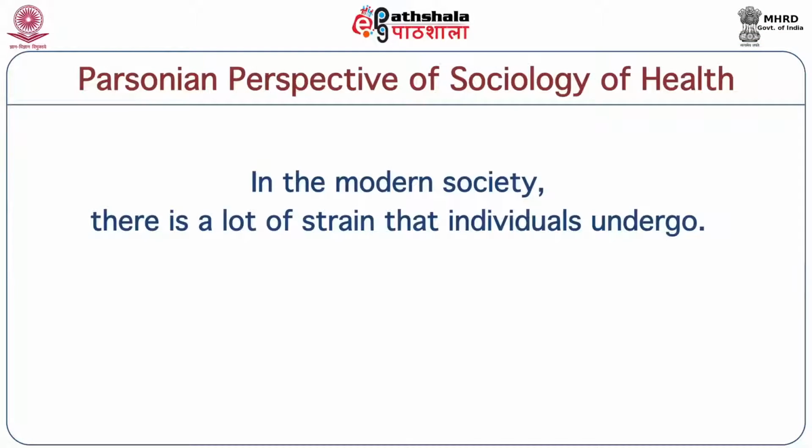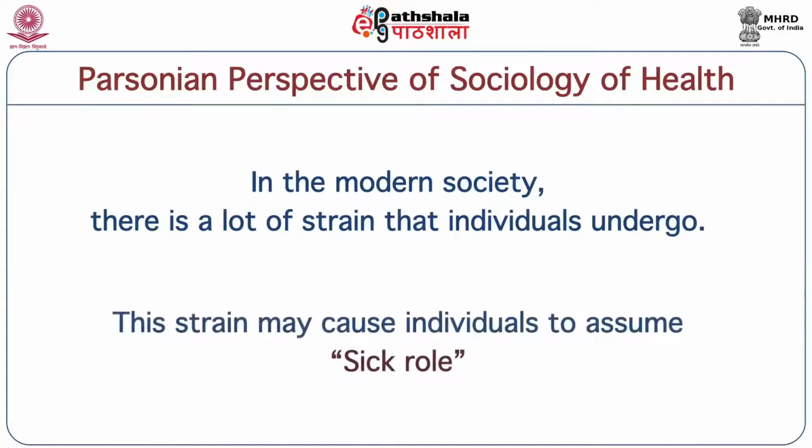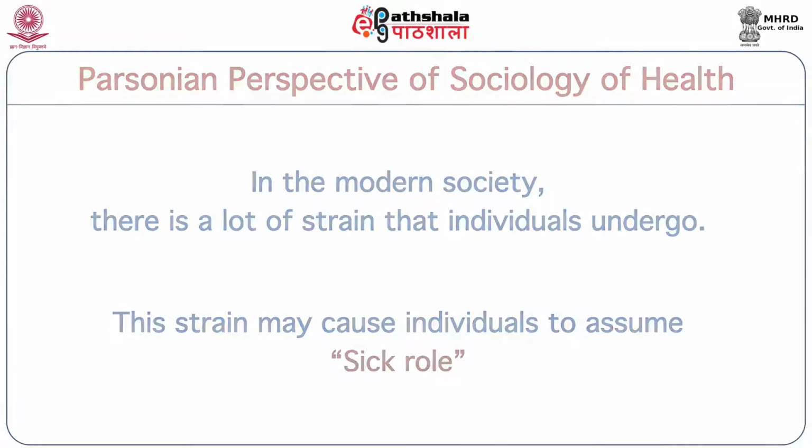So, Parsons, when he was trying to explain the transition from pre-industrial to industrial society, argued that in modern society there is a lot of strain that individuals undergo, and this strain may cause individuals to assume what is called the sick role, meaning that there is all the time a possibility of escaping the professional work that is assigned to each individual, a possibility of deviance. The functionalists believe that medical professionals regulate this kind of deviance in the society, and that they have a very, very noble cause.